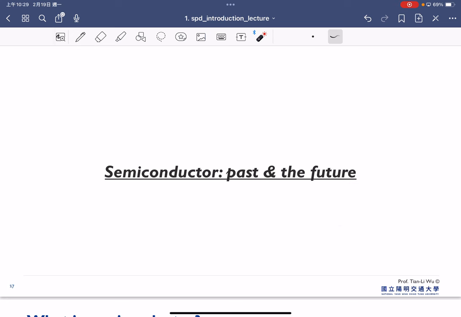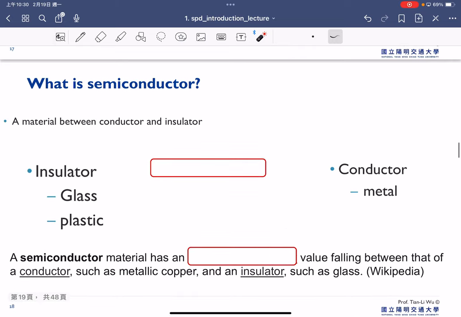Okay, so we'll start to introduce more basics related to semiconductors. The first part I want to review is the past and the future of the semiconductor. And for sure, the first thing is we have to understand what exactly a semiconductor means. A semiconductor is a material between a conductor and an insulator. That's why it's called a semiconductor.